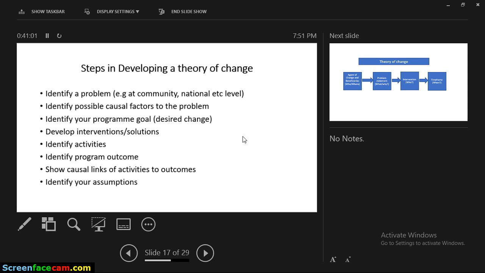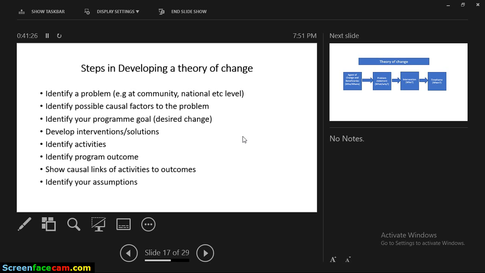Logical frameworks are about assumptions. We are going to look at assumptions. These are about eight steps that are supposed to be followed for you to develop the theory of change. Sometimes you may not even look at these steps. This is just to help you understand exactly what the theory of change is all about and how you can go about trying to develop it.